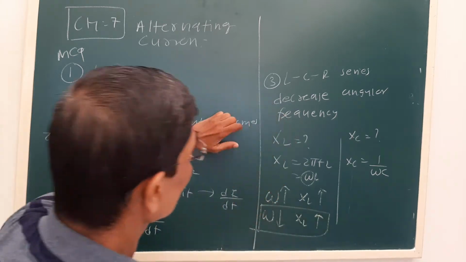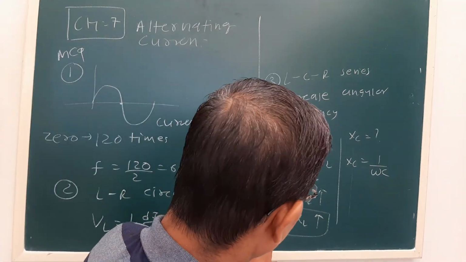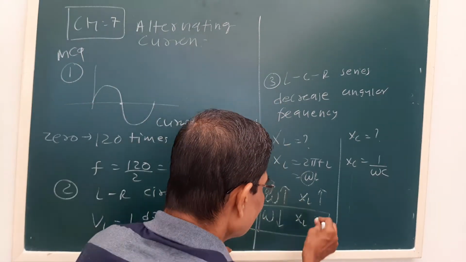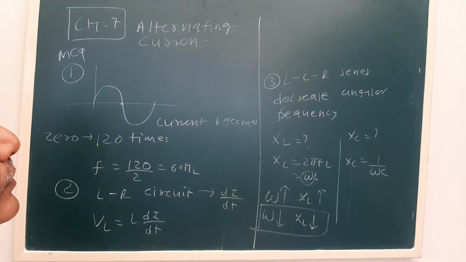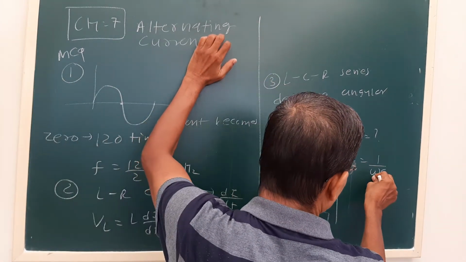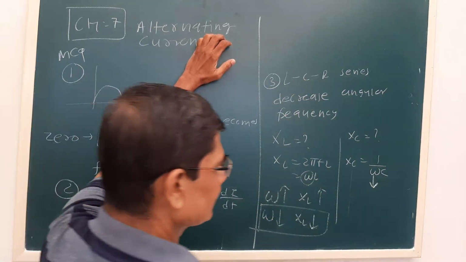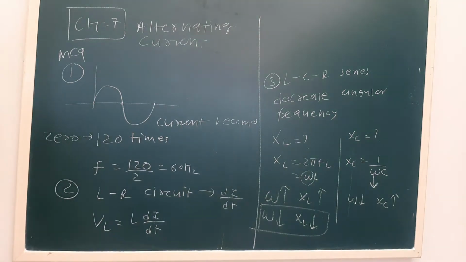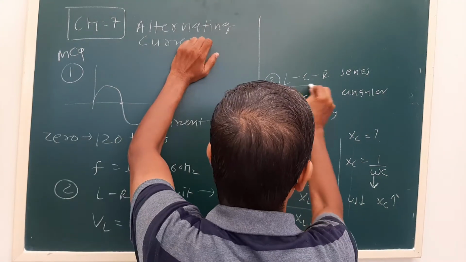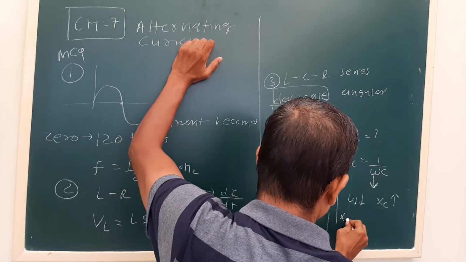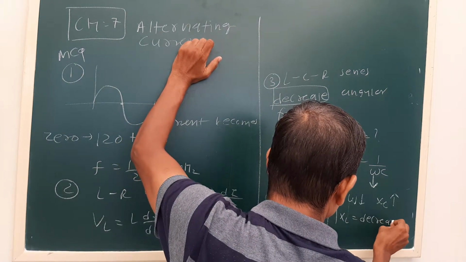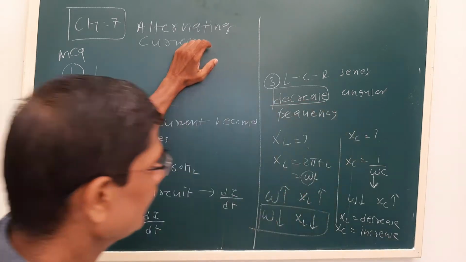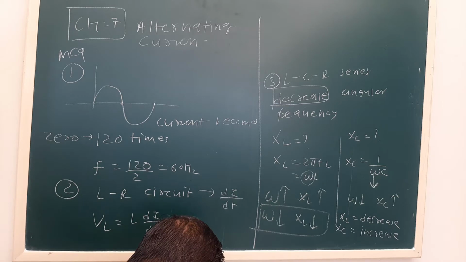Here omega is decreased, so the angular frequency is decreased, XL will also decrease. Whereas capacitive reactance is inversely proportional to omega. Here omega is decreased, so XC will increase. So on decreasing the angular frequency in an LCR series circuit, XL will decrease, XC will increase. This will be our answer. So this is about MCQ number 3.